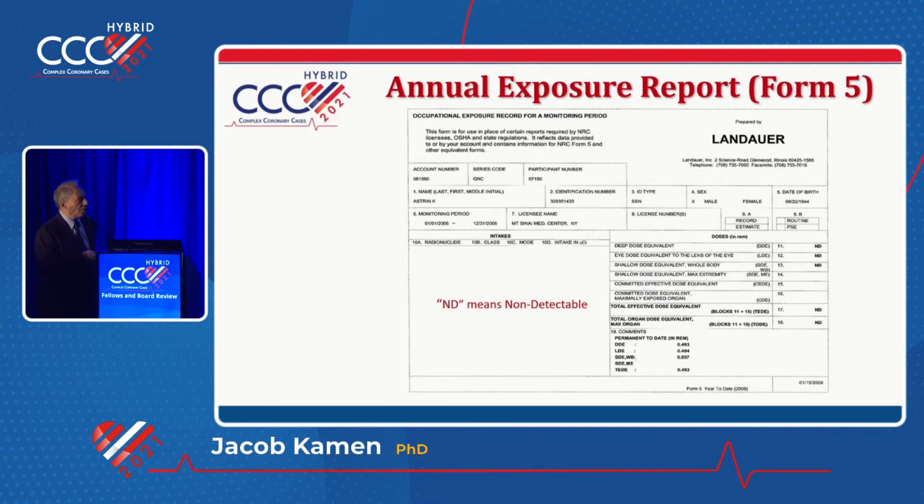At the end of each year, you should get a Form 4 or 5. Form 4 or 5 is simply how much radiation you got during the last year. So any institution you work with has to give you one of these at the end of the year.